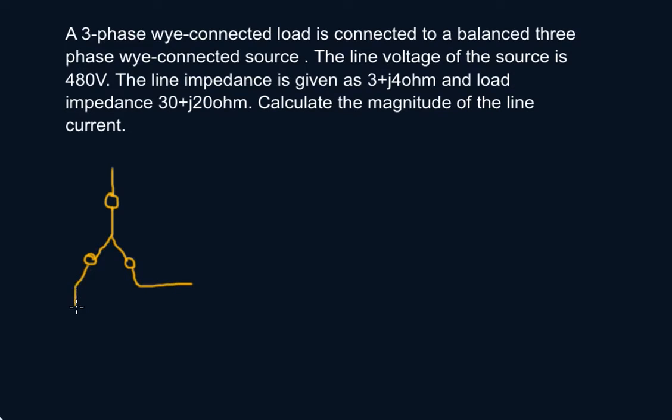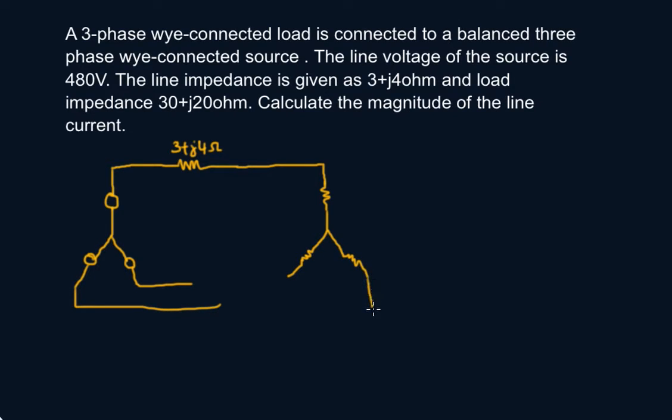Oh man, that's terrible. So this is my Y connected source, and I have a line impedance here given as 3 plus J4. And then I also have a load impedance connected, load connected Y. That's pretty bad drawing, but you get the point. So I have a 30 plus J20 ohm here. So now, this is 480 volt, the line voltage.